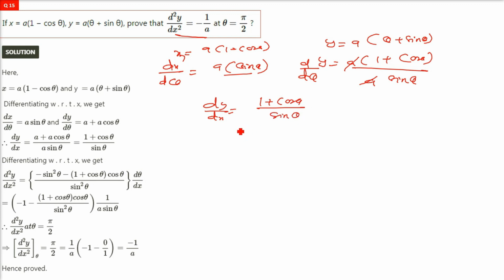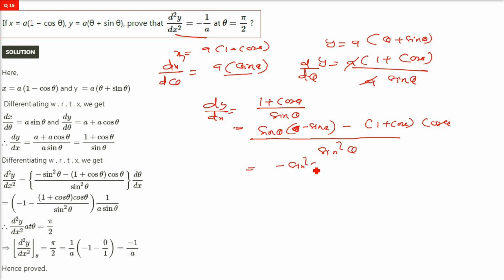So now d2y by dx2, we'll find out d2y by dx2. I'm doing it using the quotient rule. You can do it in whichever way you want. So it will be sin square theta in the denominator, and in the numerator sin theta times the derivative of 1 plus cos theta, which is 0 minus sin theta. Minus (1 plus cos theta) will be the same here, and the derivative of sin theta will be cos theta. So the numerator I am doing, it is going to be minus sin square theta here. Here you have cos theta, I am multiplying cos theta inside, minus cos theta and minus cos square theta.